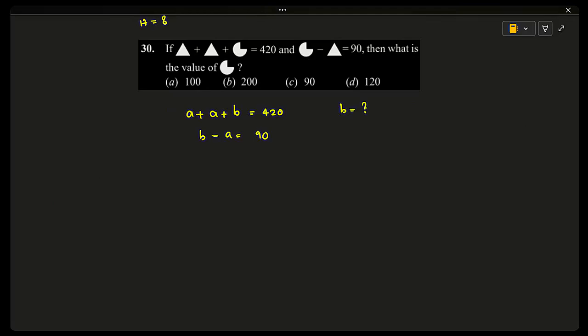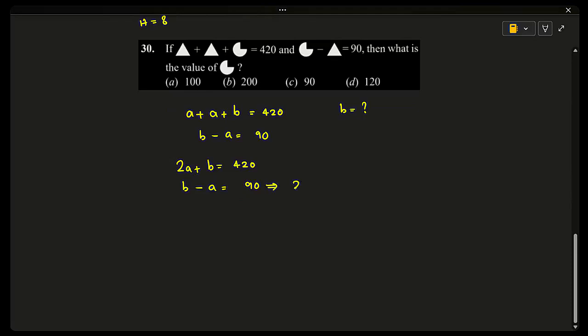So what we can do is simplify equation number 1. From equation 1, what we are getting is 2A plus B is equal to 420, and the second equation is B minus A is equal to 90. In order to get the value of B, somehow we need to eliminate this A. But here the coefficient is 2 and the coefficient is minus 1 here. If I make the coefficient minus 2, then by adding, 2A minus 2A gets cancelled. So how can you make this coefficient 2? Multiply both sides by 2.